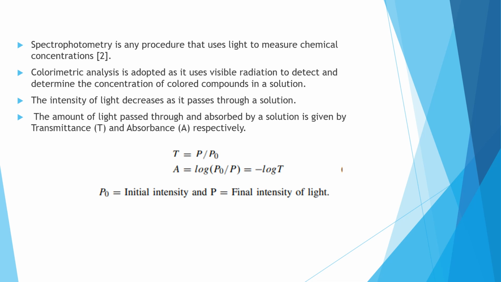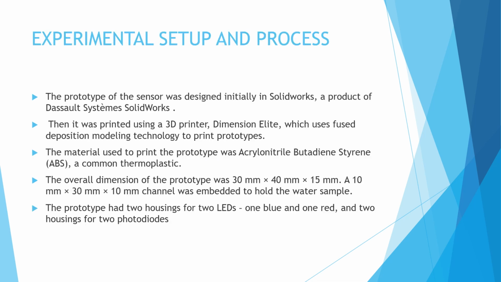The intensity of light usually decreases as it passes through a solution. The amount of light passed through and absorbed by a solution is given by transmittance T and absorbance A respectively. T equals P by P naught, and A equals log of P naught by P, which equals minus log T. Because T is P by P naught, log T with a minus sign gives this. P naught is the initial intensity, P is the final intensity of light.